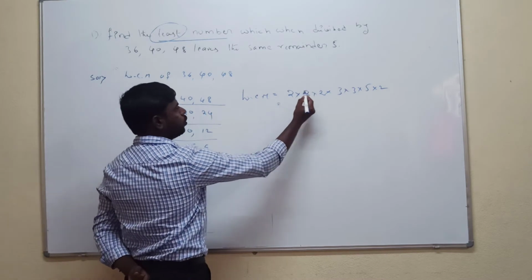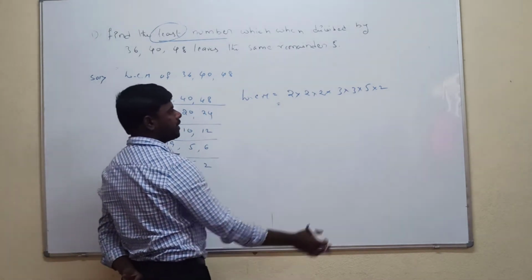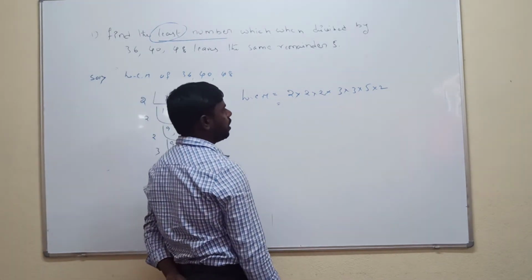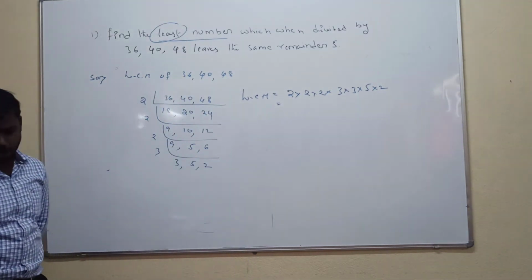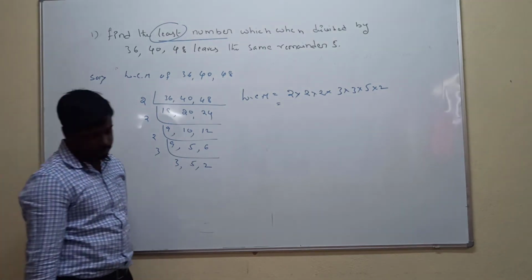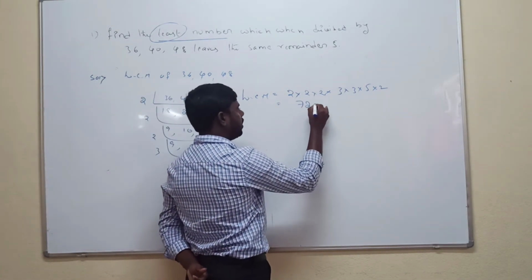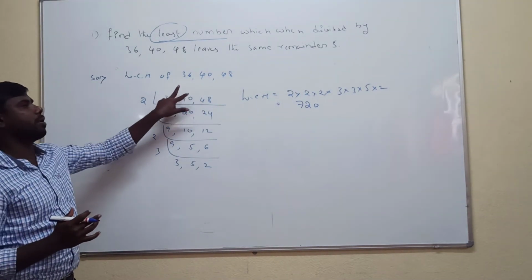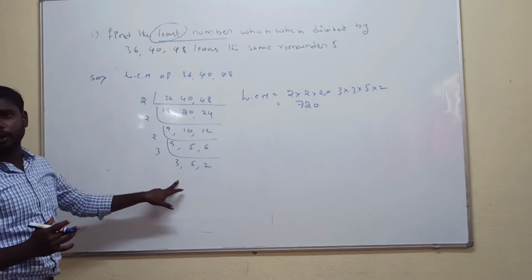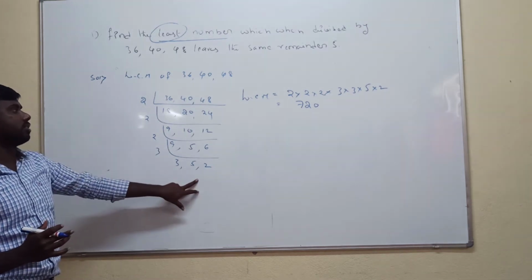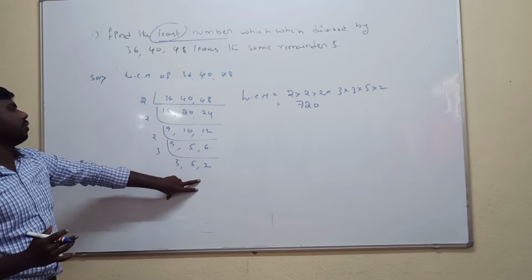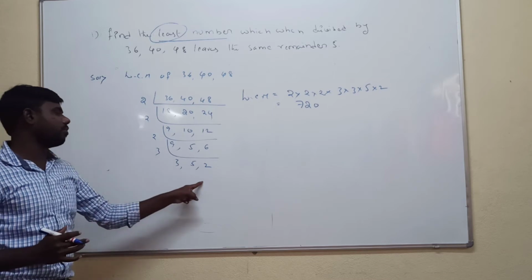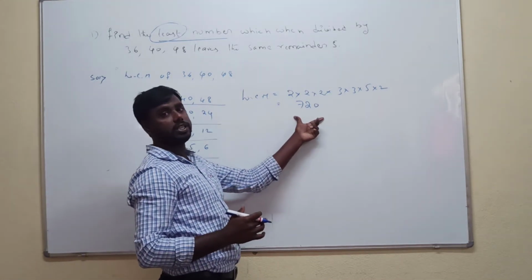All the elements: 2 2s are 4, 4 2s are 8, 8 3s are 24, 24 3s are 72, 72 2s are 144, 144 5s are 720. 720. So what is the LCM? Divide each number by the common prime number. Then until the remainder is a prime number, stop the division. After that, take the product of all the divisors and the remaining prime numbers, and the answer we get is 720.